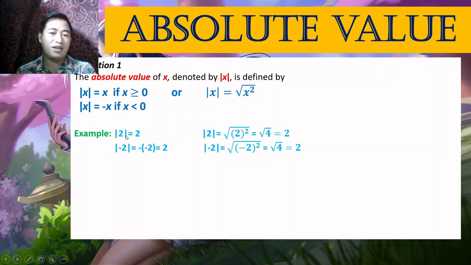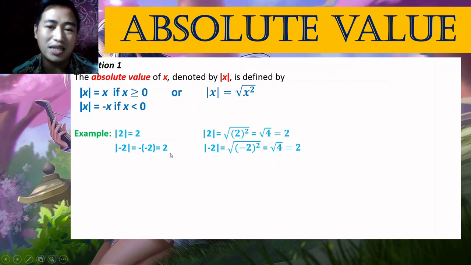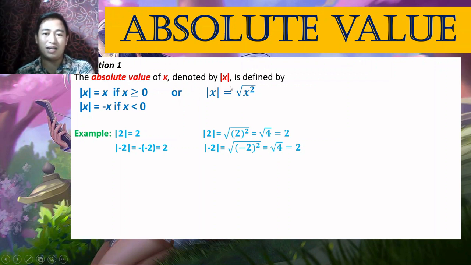Example. Okay, the absolute value of 2 is equal to 2. Then, the absolute value of negative 2: since x is negative 2, it does not satisfy the first case, so there is a negative outside, and negative 2 becomes positive 2. We can also use the other formula. The absolute value of 2 is equal to the square root of 2 squared, which is the square root of 4, and the square root of 4 is 2. If it is negative 2, the square root of negative 2 squared, negative 2 squared is equal to 4, and then take the square root, the answer is 2 again. Okay?